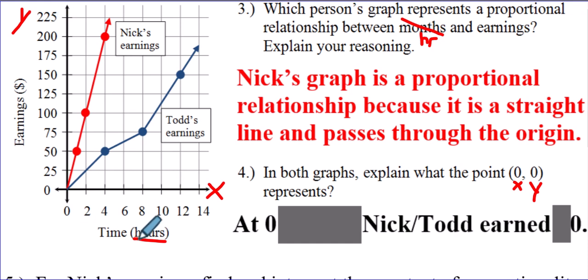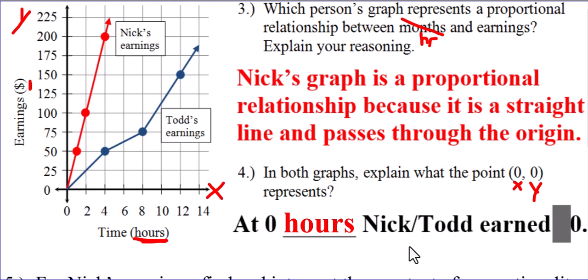If you pay attention to the units of measure, then you'll be able to fill in these blanks that I have already created in this sentence that I've typed up for you on number 4. At 0 something, Nick or Todd earned 0 something. Well, the first 0 is the X. That is hours. So that's what you're going to write down. Fill in that blank right now with your pencil. At 0 hours, Nick or Todd earned 0.